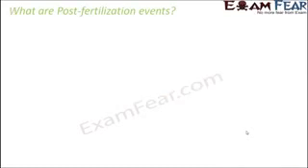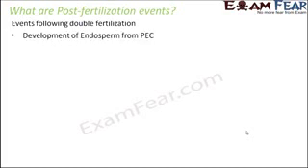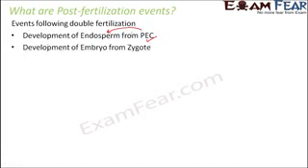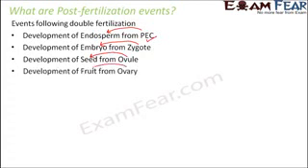So what are post-fertilization events? As we know, these are the events which follow the double fertilization process. So here we will see how the endosperm is developed from the PEC. PEC was the product of fertilization, and we will see how PEC develops into endosperm after fertilization. We will also see how the zygote develops into embryo. We will also see how the ovule develops into a seed and how the ovary changes into a fruit.